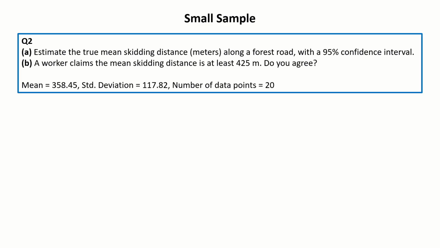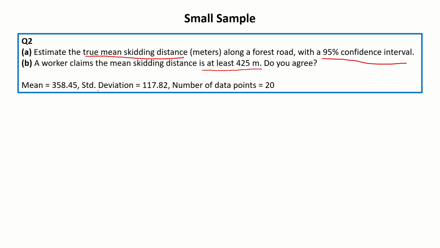Alright, so the next question looks at a small sample confidence interval. This question has two parts. The first part is to estimate the true mean skidding distance along a forest road with a 95% confidence interval. So we have a stretch of forest road and we measure the skidding distance at different points along this road, and we want to find the true mean skidding distance given a 95% confidence interval. And the second part is that a worker claims the mean skidding distance is at least 425 meters. Do you agree with this statement? Yes or no?